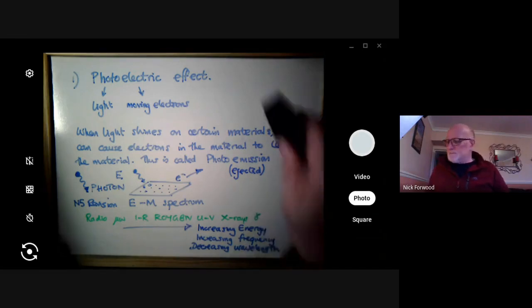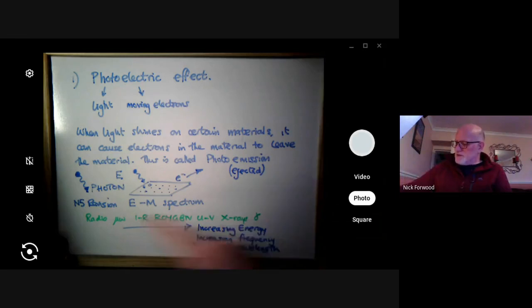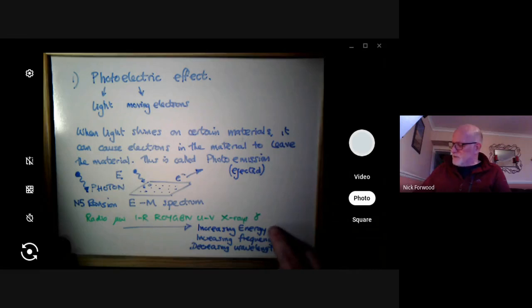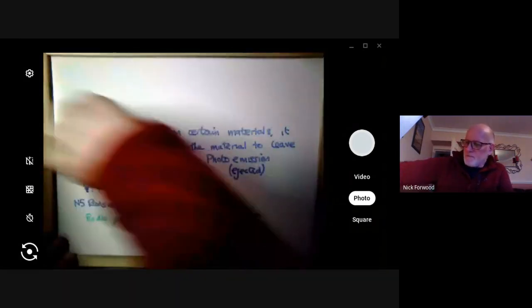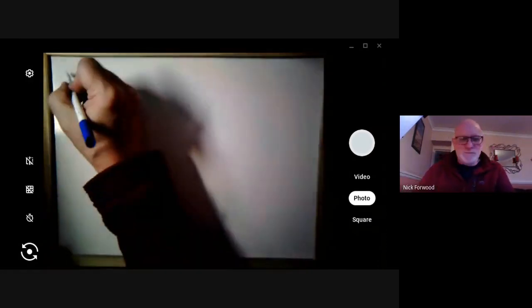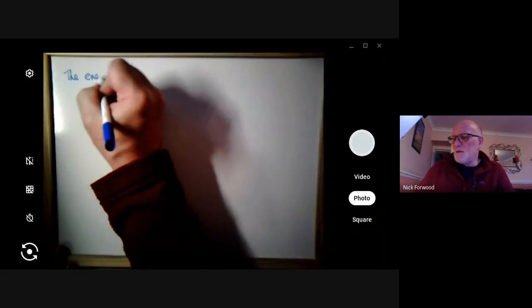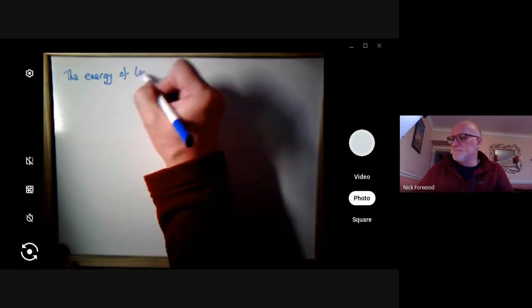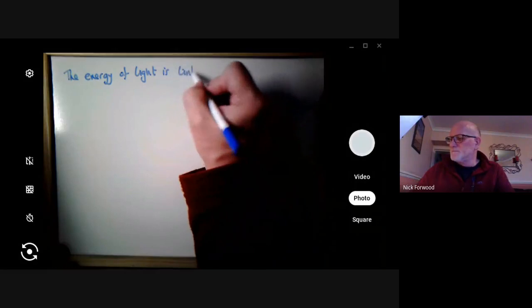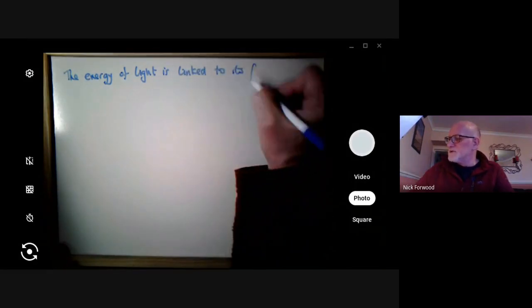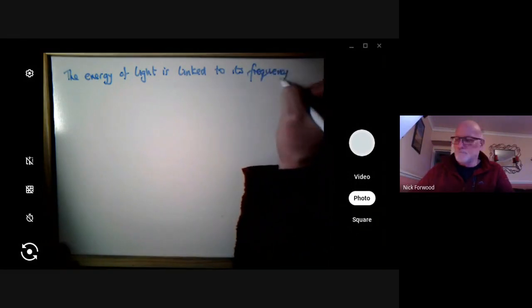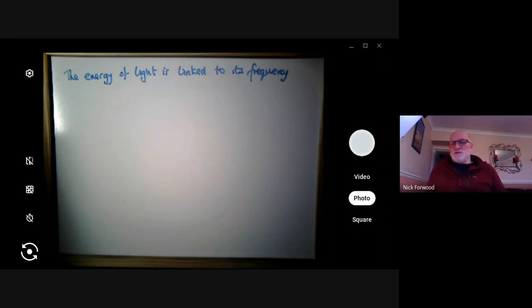Okay. So what we can get from this is that the energy of the incoming light is related to its frequency. It's directly proportional to its frequency and inversely proportional to the wavelength. Okay, so the energy of light is linked to its frequency, and we know what its frequency is. We could look up whatever light it is.